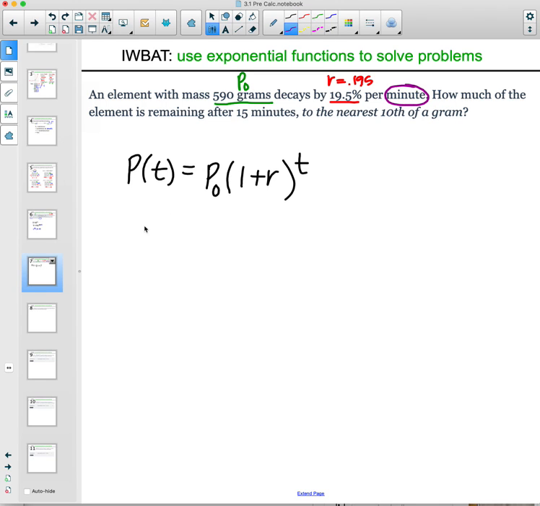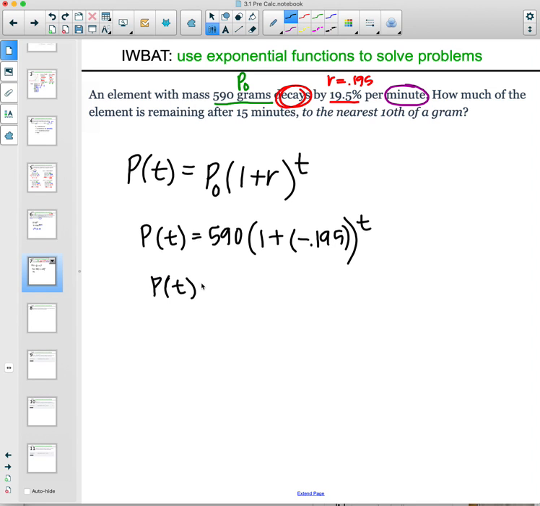So let's go and plug this into this function. So we have P of t equals 590 as our initial amount, and then 1 plus our rate. And our rate in this case, it's decaying. So this is going to be a negative rate, or a negative 0.195. So that it's going down, and then to the t. So our generic equation here before we start plugging anything in for time. So you do 1 minus that 0.195. So you'd have 0.805 to the t.